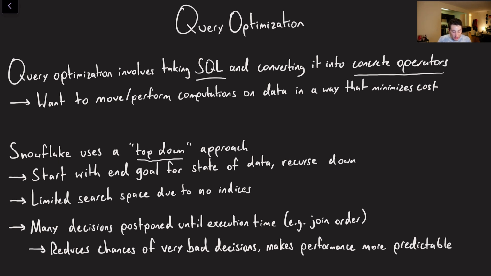Now, a couple things that make this a little bit easier on Snowflake than in other places. For one, there are no indices, which gives us just quite a few less possibilities to consider, which makes query optimization a little bit faster.